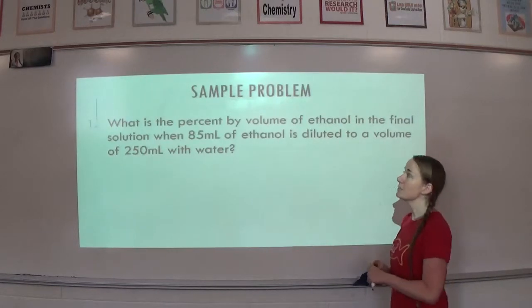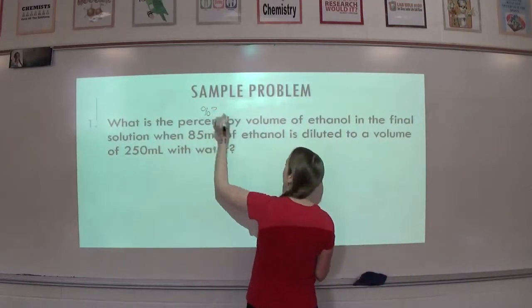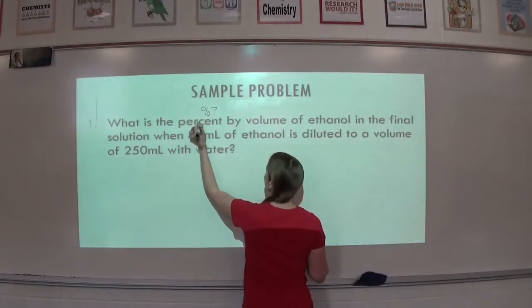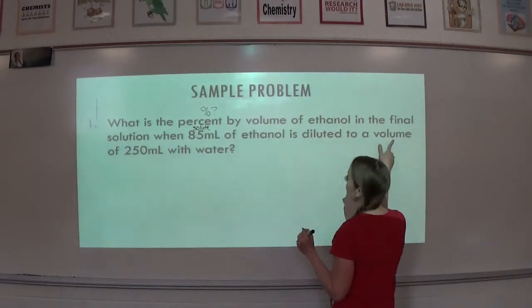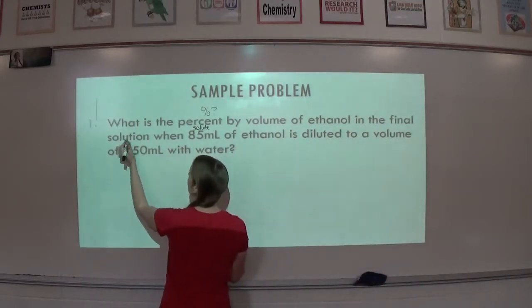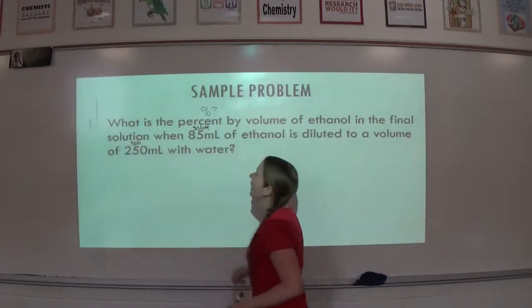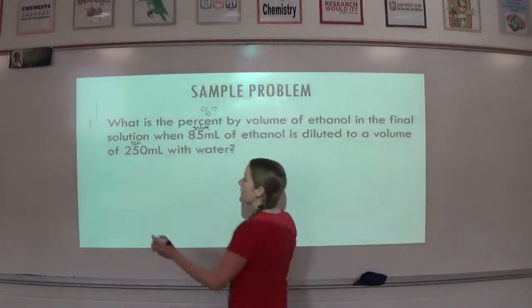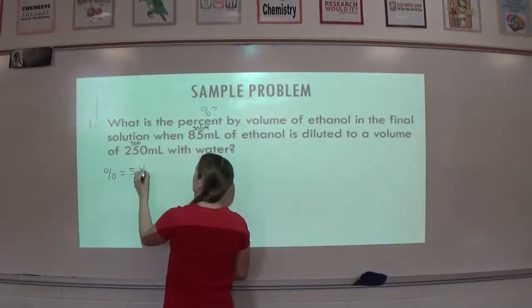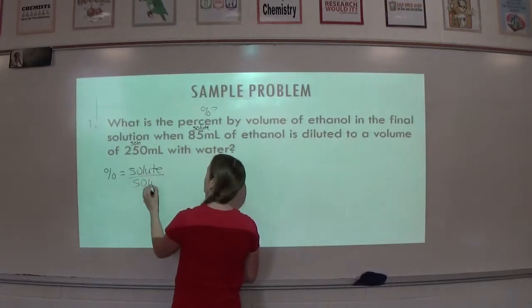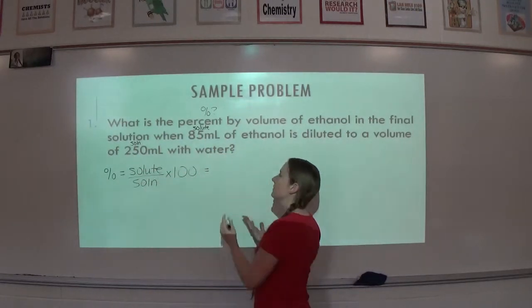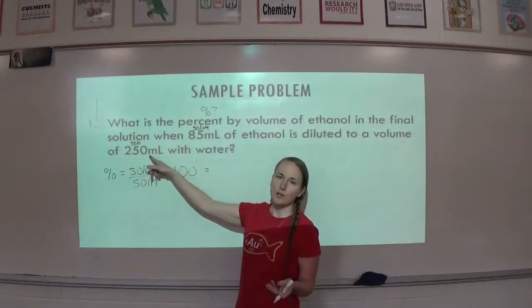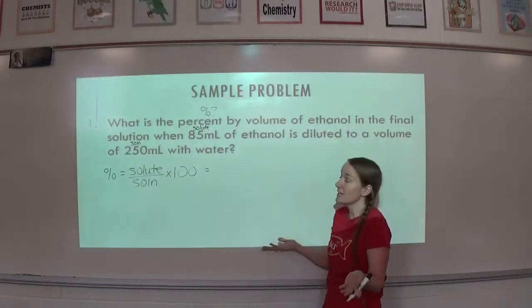So it says, what is the percent by volume? So in other words, I'm looking for my percentage of ethanol in the final solution when 85 milliliters of ethanol, so there's my solute, is diluted to a volume of 250 milliliters with water. So there's my solution. All right, and remember, abbreviation for solution is just SOLN. So I'm looking for my percentage. So remember, percent is solute over solution times 100. Now, some of you'll have trouble figuring out which one's the solute and which one's the solution. Well, remember, the solution always has to be larger because it's the total amount. You can't get over 100%. That doesn't make any sense.